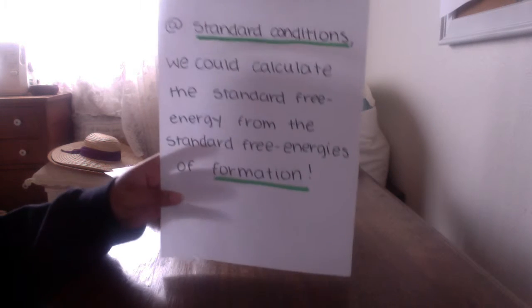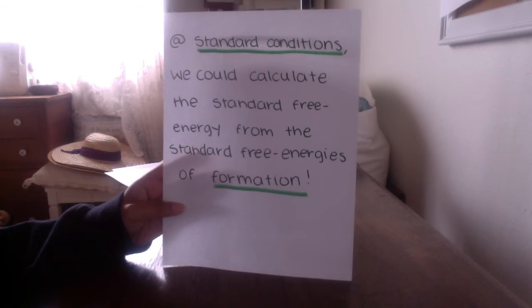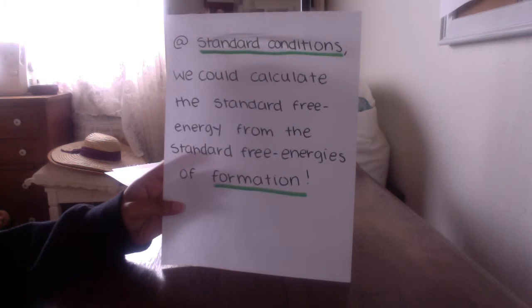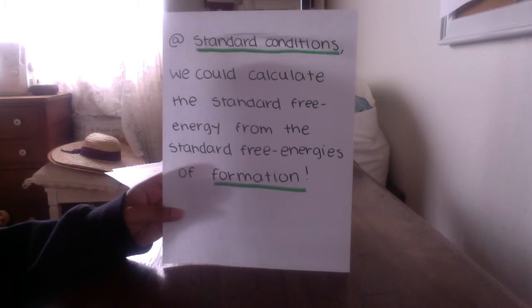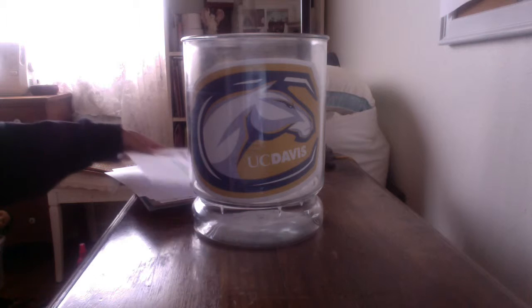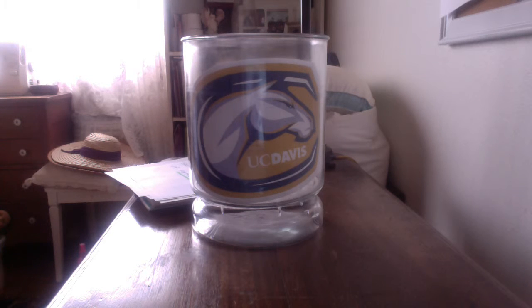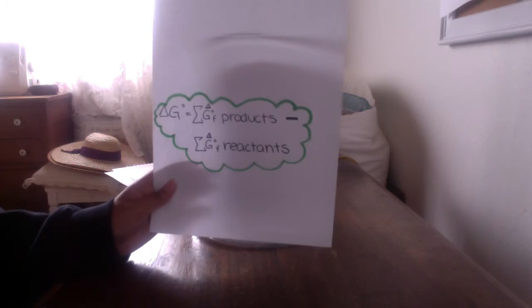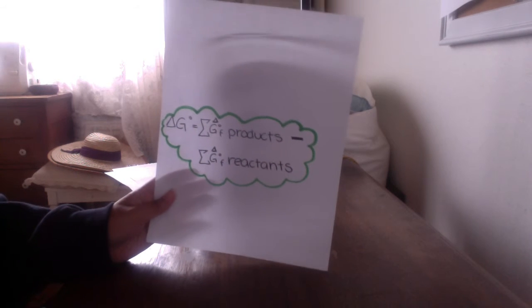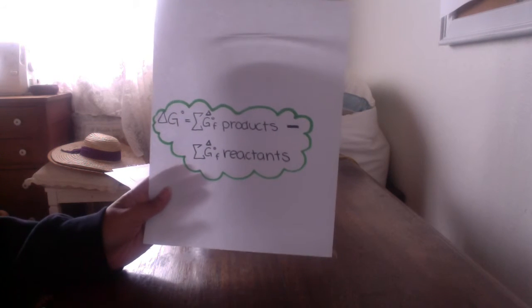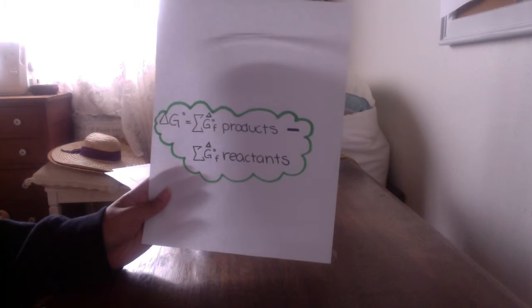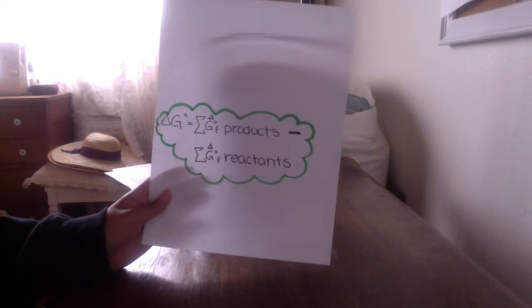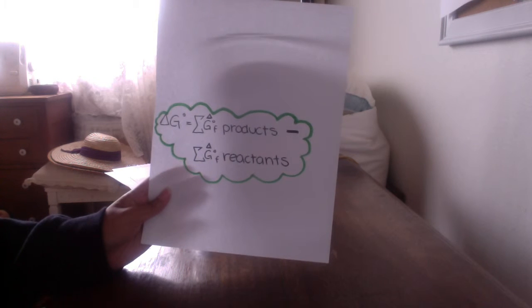So because we are working with standard conditions, we are able to calculate the standard free energies of formation which we were given in our original problem. And we can do this by using this handy formula. So delta G at standard conditions equals the sum of the delta G of formation of your products subtracted by the sum of the delta G of formation of your reactants.